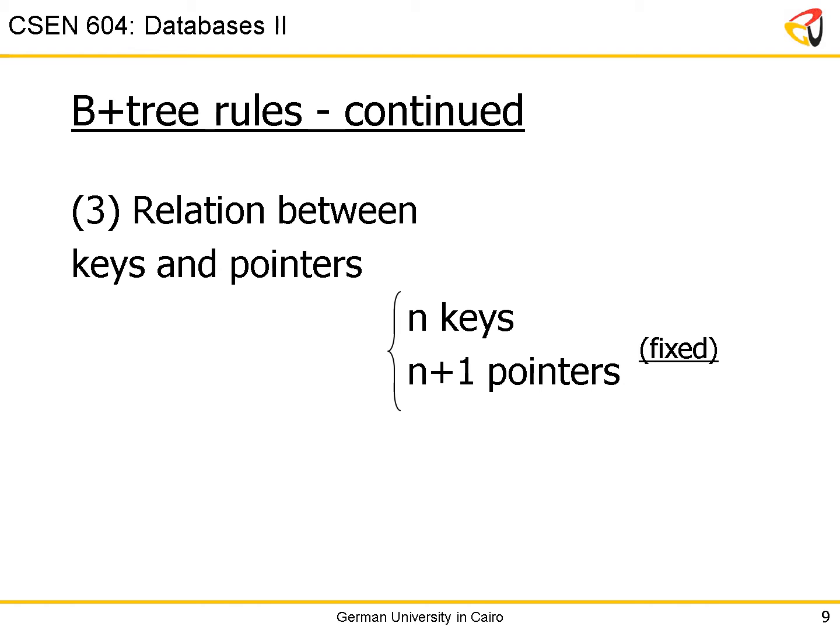This is what I already described before, that we have a relation between keys and pointers. It's always n keys and n plus 1 pointers. Regardless of what n is, it's always going to be n keys and n plus 1 pointers. Even if we have n equal to 1, that's going to be 2 pointers. If n is equal to 1, that's actually a binary search tree case, where you have one value stored in the node and you have 2 references, left and right. So this is a relation that will always hold, as you will see.